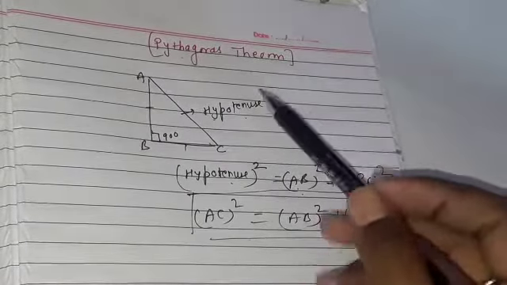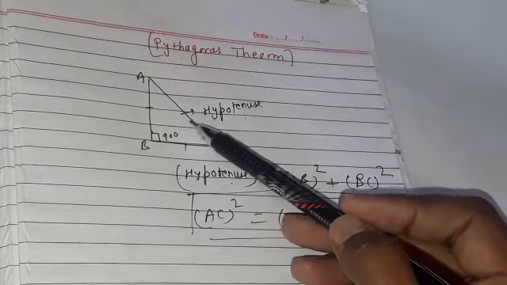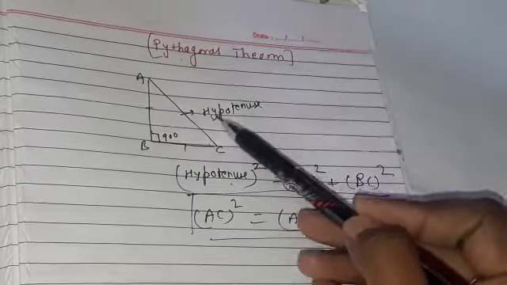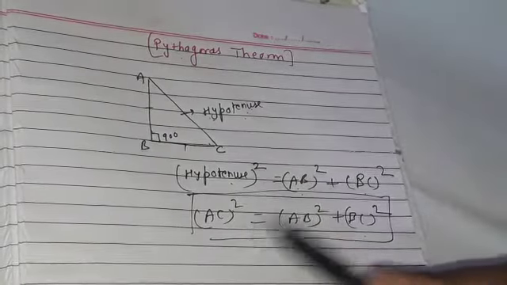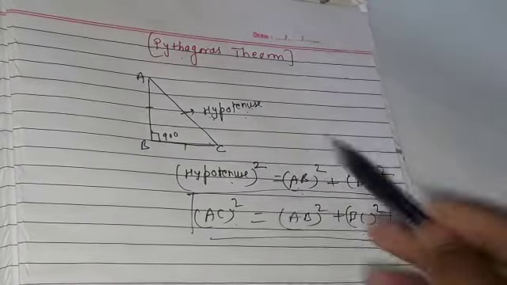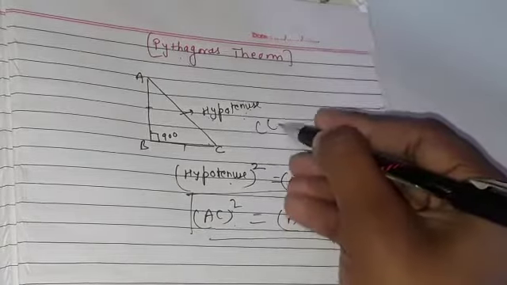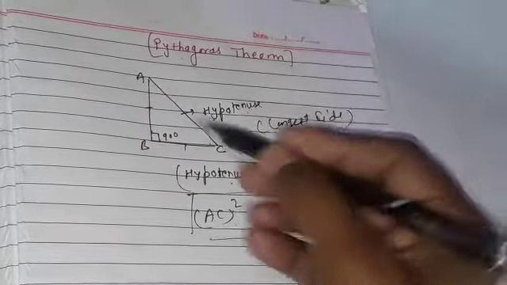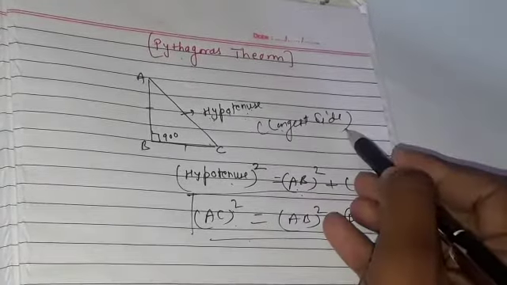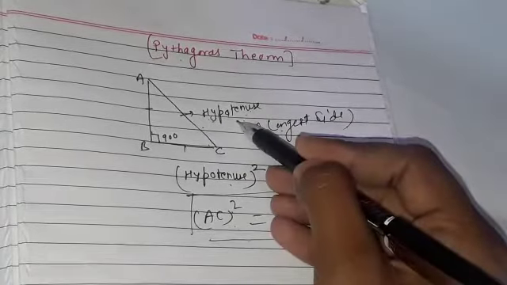So whenever you have a Pythagoras theorem, you just search which one is the hypotenuse, and if you get the hypotenuse, then after that you can put this formula, and your hypotenuse is the longest side, always, class. In a right angle triangle, the longest side is always your hypotenuse.